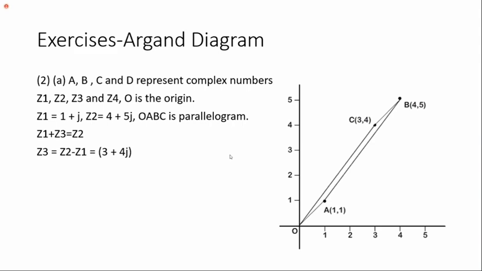Z2 minus Z1 equals 3 plus 4j. The reason is, if A point is here and C point is here, the addition of these two points equals B. Given are A and B. If you want to calculate this, you have to get Z2 minus Z1, because you want to calculate Z3. Given are Z1 and Z2. For OABC a parallelogram, the answer is Z3 equals 3 plus 4j. That is somewhat easier than the next one.